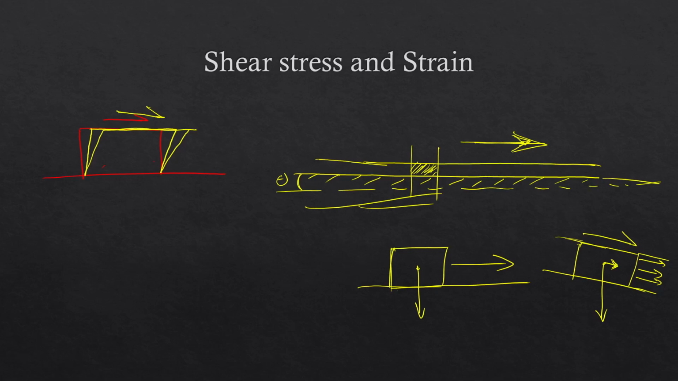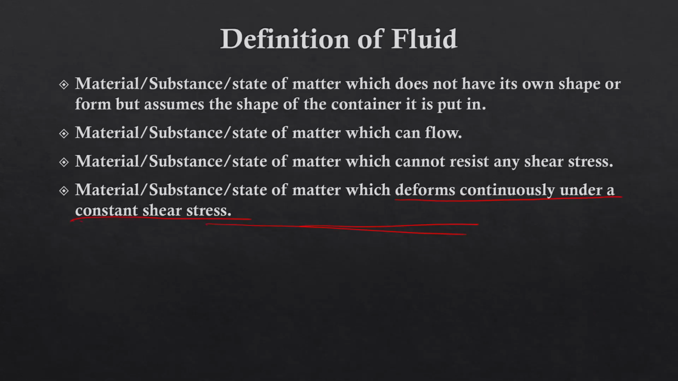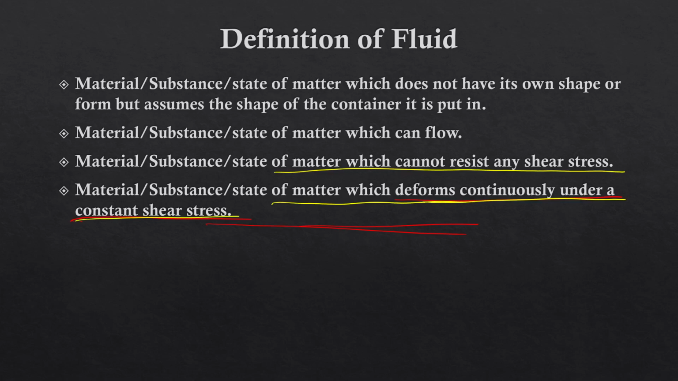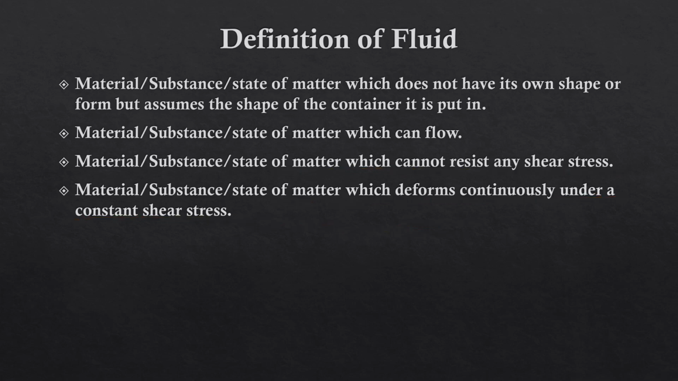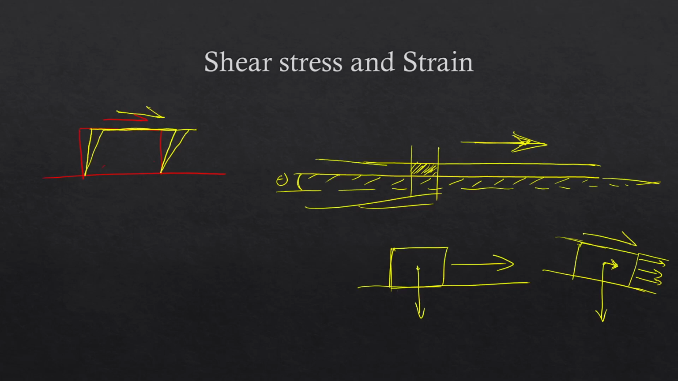Now if we go back to the previous definition, that is, a state of matter which cannot resist any shear stress, or which deforms continuously under a constant shear stress. Coming back here, if you look at the solid, if we put a certain value of shear stress, then it will deform to a certain angle. Suppose this is theta or phi, whatever you want to call it. Let's say phi 1. If we increase the shear stress, then it will deform by a greater angle phi 2 and so on.